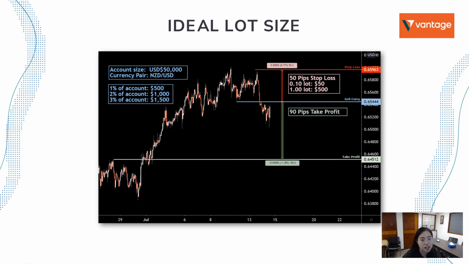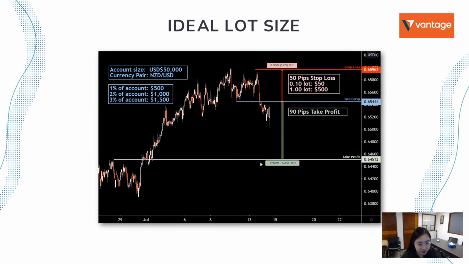Your lot size depends on how much you're willing to lose. You've got to drill that in your mind. It's not how much you're willing to win. This is a very amateur mistake. I've done it before. Everyone who is new to trading that I know has done it before. If you have not done it, kudos, you're doing great because you are very disciplined.